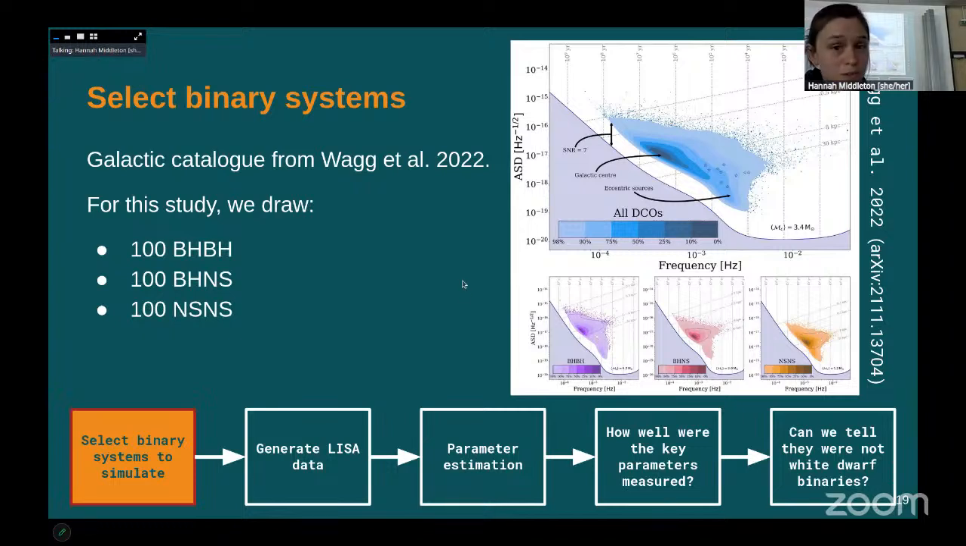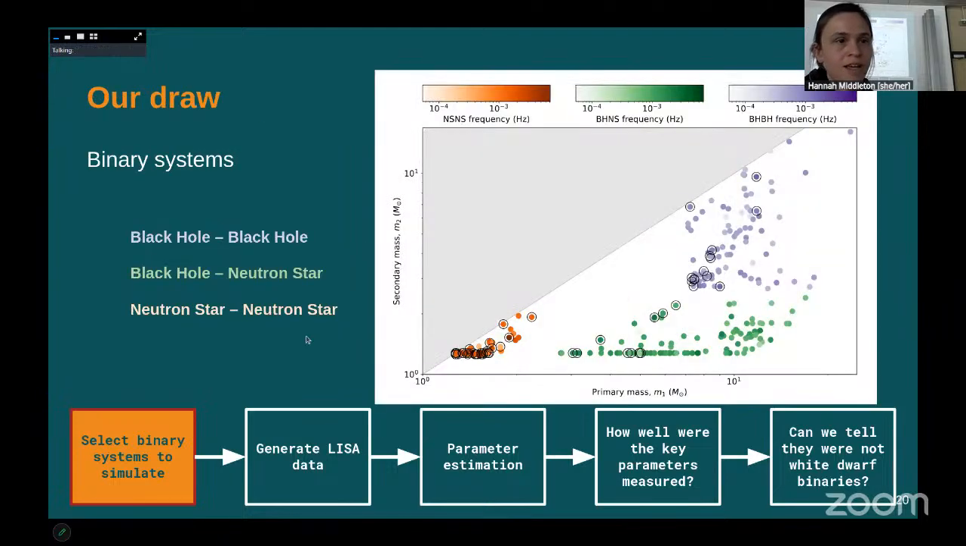So for our purposes, we take their population, their catalogue, which they've fully released with the paper, and we draw a set of 100 of each type of system for our study. So yeah, 100 of each. And then here we're showing the draw that we've made. So this is the component masses, primary mass and secondary mass. We always assume that M1 is bigger than M2.